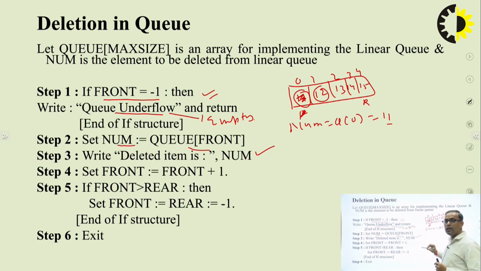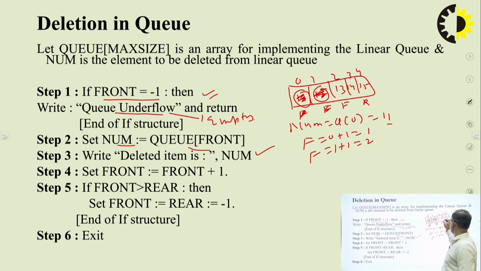So after deleting a specific element, we have to increase the value of front by 1. So we will do front is equal to front plus 1. Initially front is equal to 0, so 0 plus 1 means 1. It means the next element will be deleted from index 1. Suppose you have deleted 12. Again, after deleting 12, we will perform front is equal to front plus 1, that is 2.